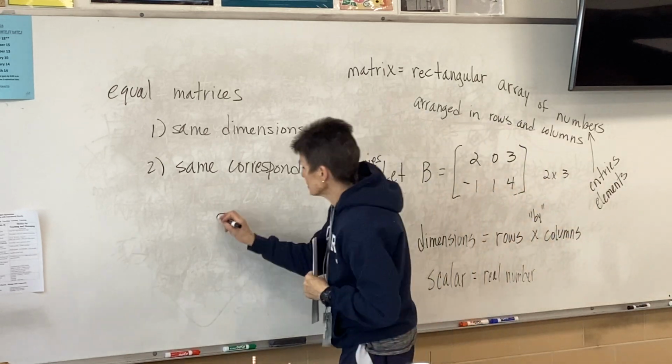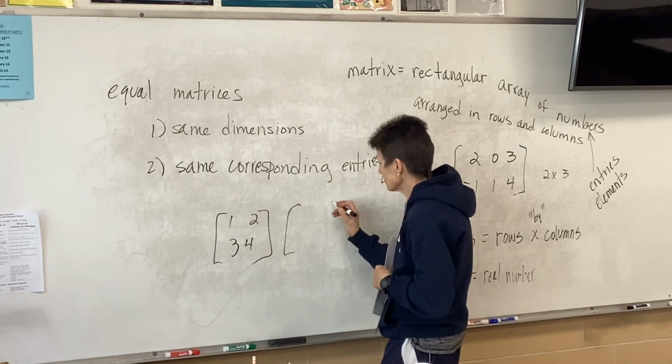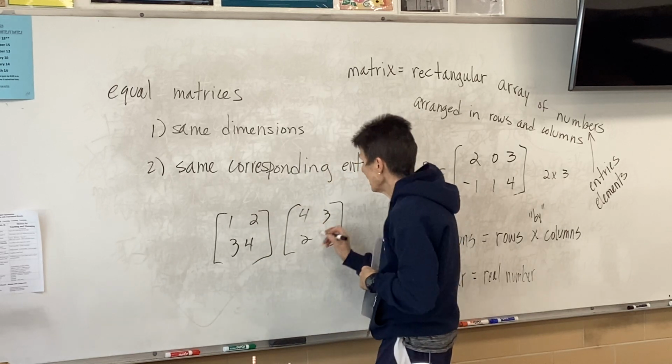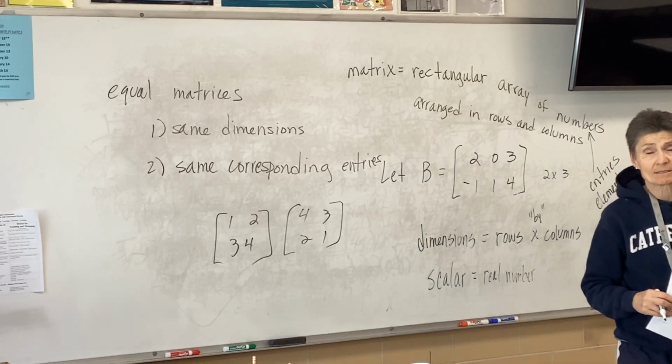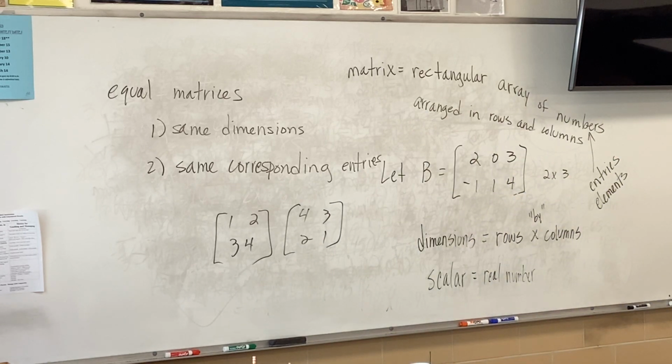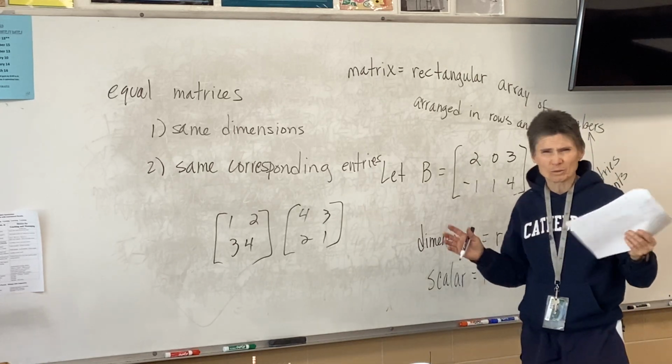So in other words, if I had this matrix, 1, 2, 3, 4, and this matrix, 4, 3, 2, 1, they are not equal. They're the same size, and they have the same entries. But you see why they're not equal? The entries are not in the same spots. Now you're thinking to yourself, okay, I get it, Mrs. Ford, but why in the world is this important?